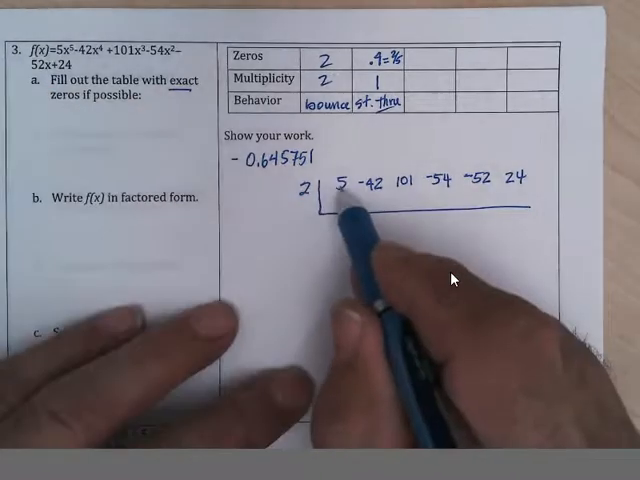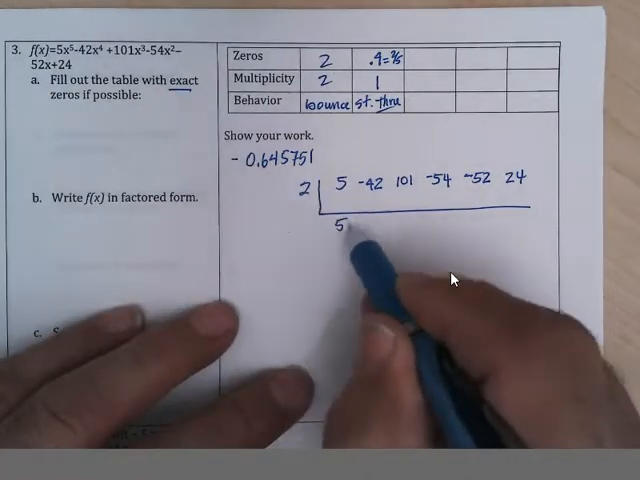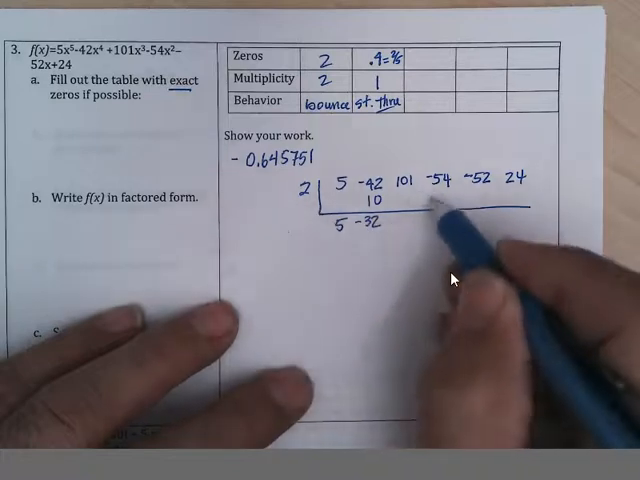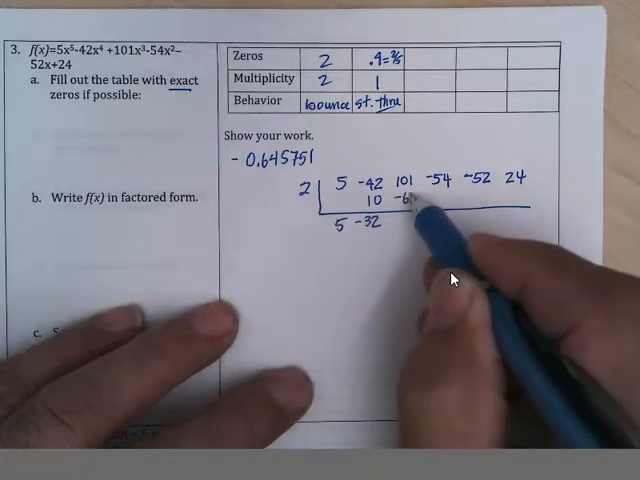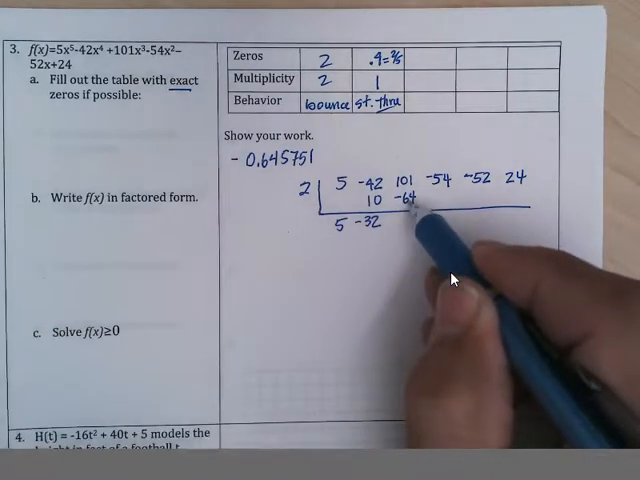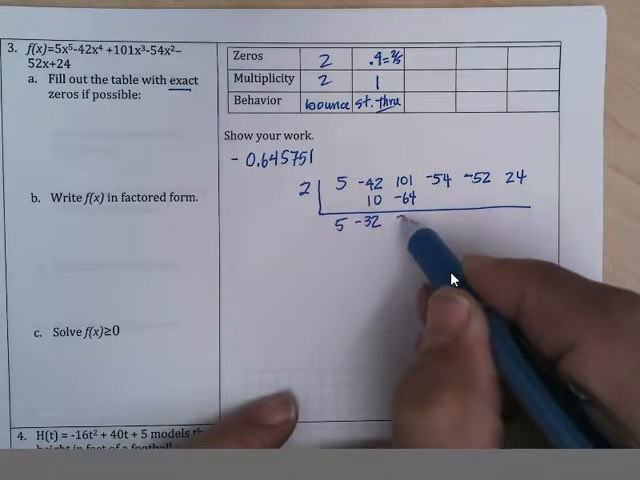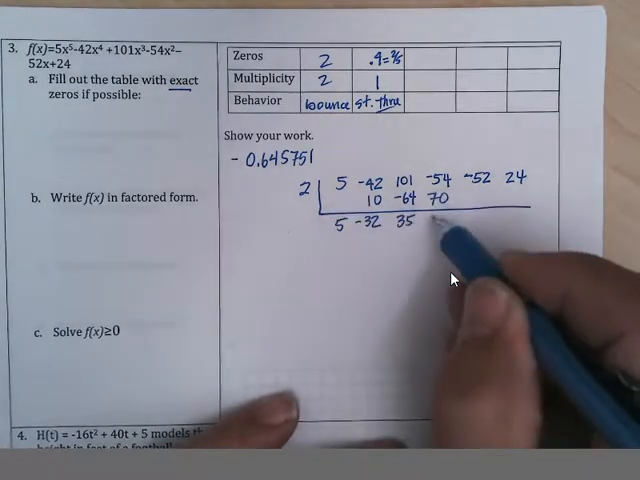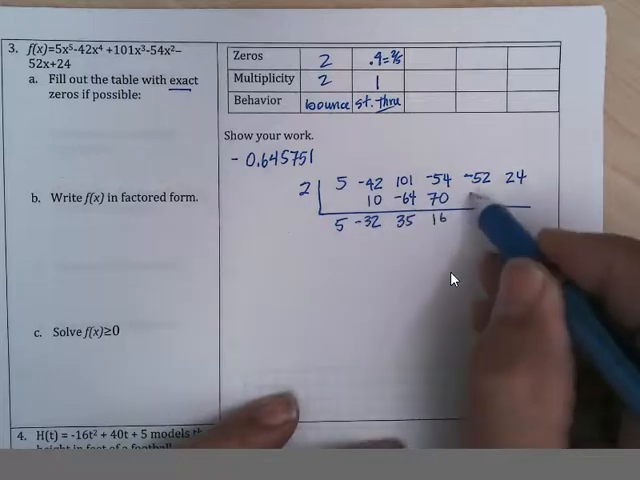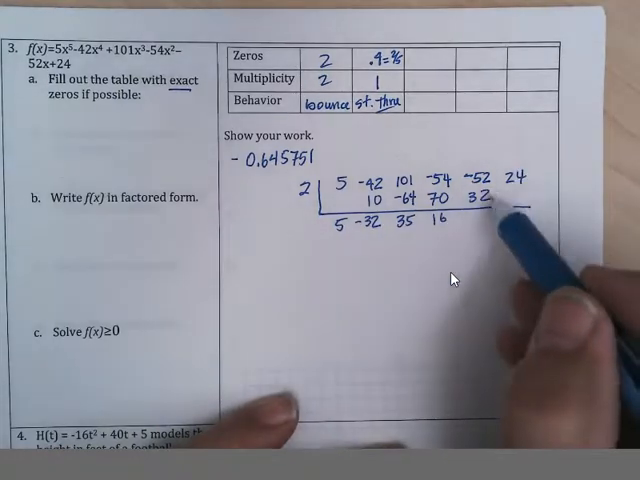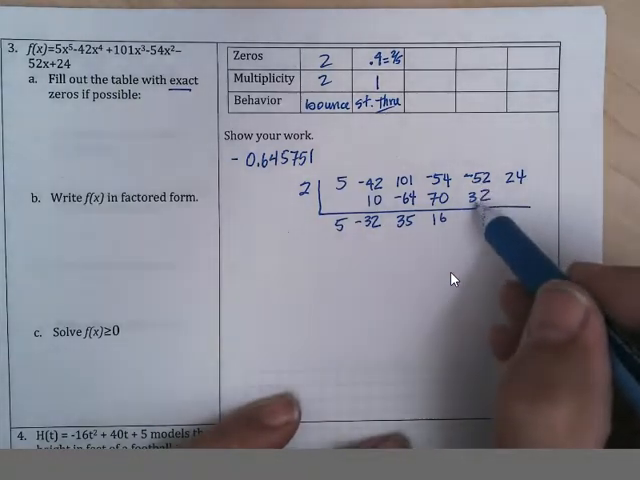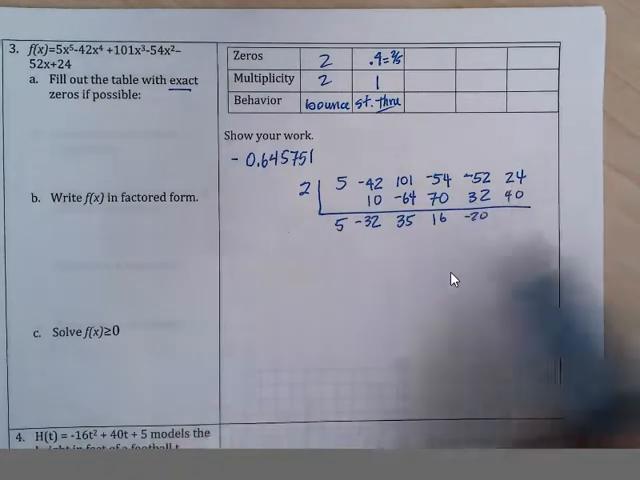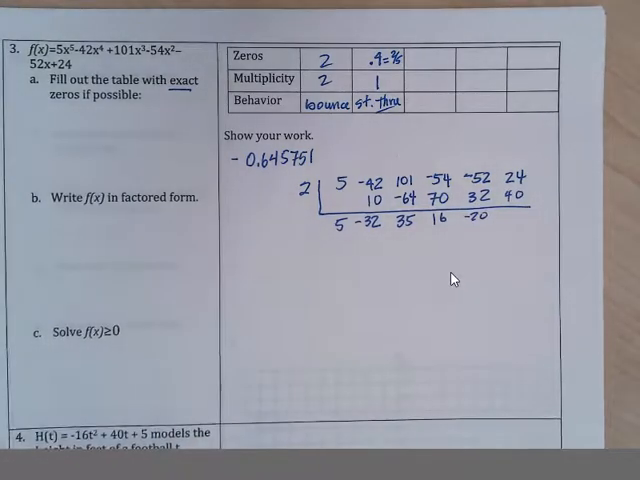So 5 plus 0 is 5 times 2 is 10, which is minus 32. Minus 64, that would be 35 times 2 is 70. That would be 16 times 2 is 32, which should be minus 20. 40 didn't go in evenly. I made a mistake someplace.